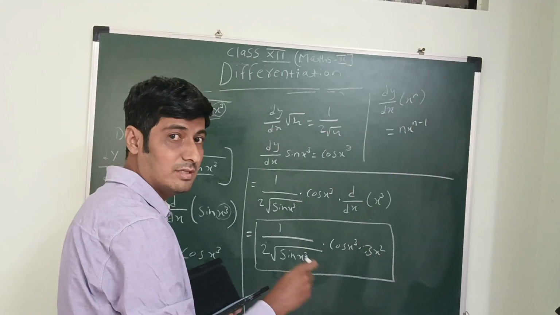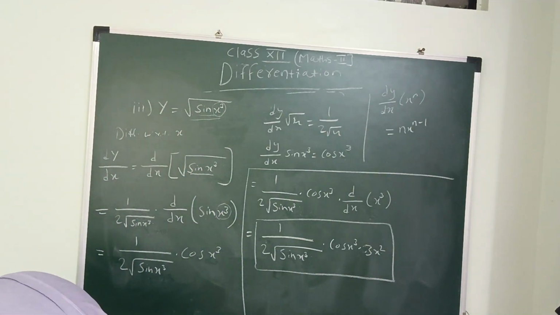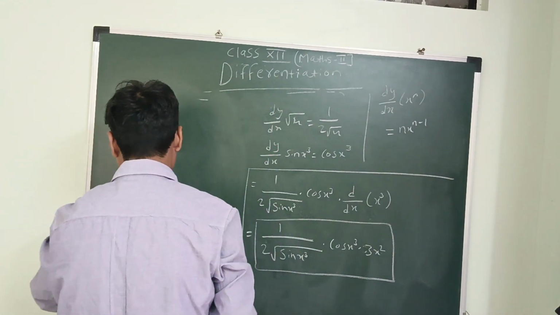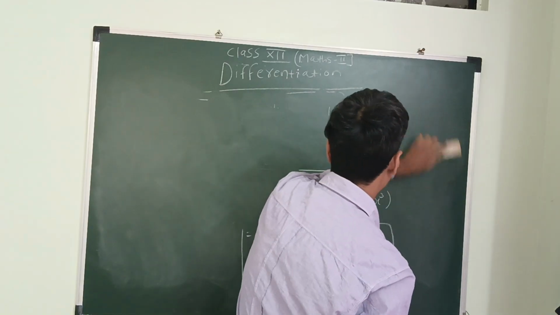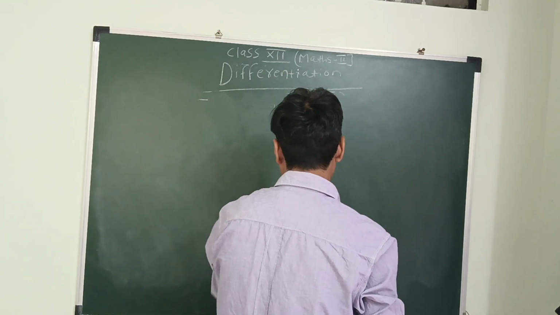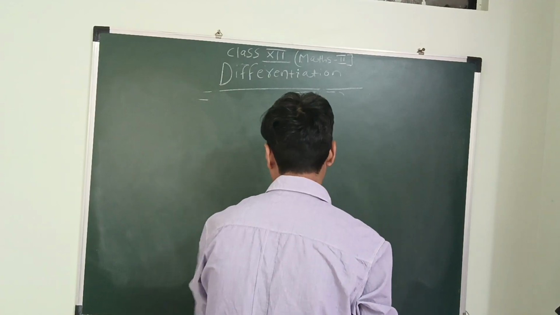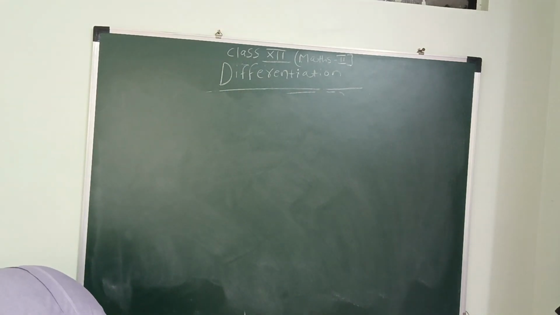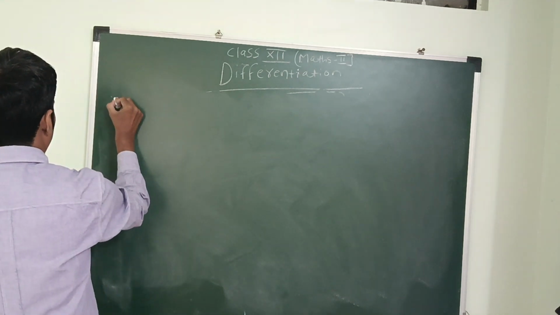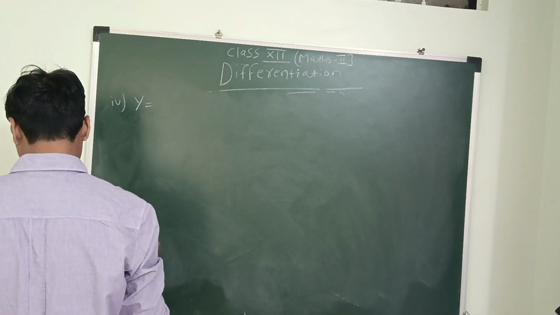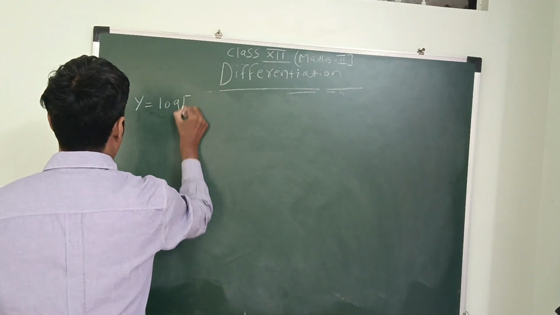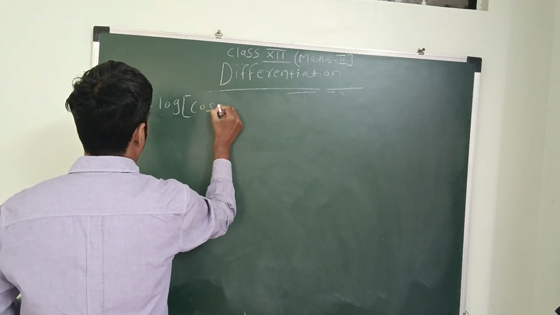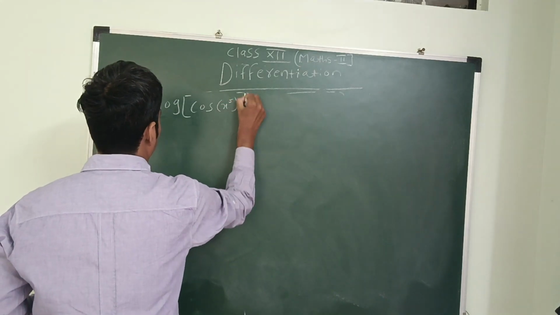So let's start with a different problem. For derivatives, you have to remember all the derivation formulas. So the fourth problem is y is equal to log of cos x raised to 5.